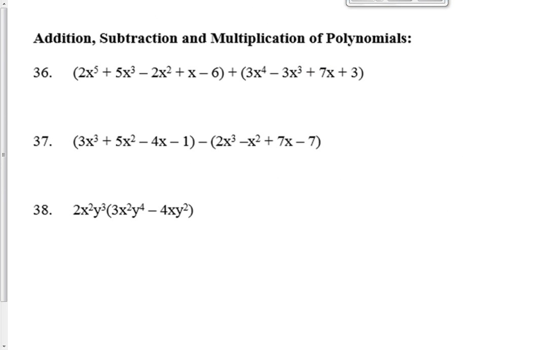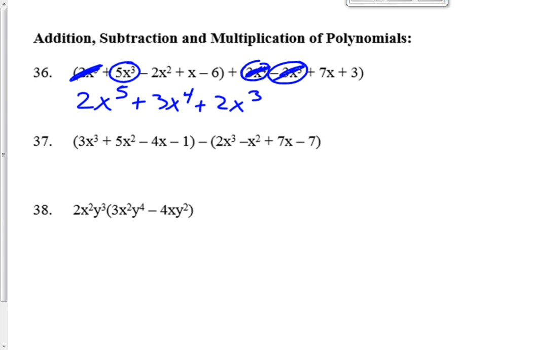Okay, when we add polynomials, we just combine like terms. So x to the fifths can only be combined with other x to the fifths. And then x to the fourths would be next, and there's 3x to the fourths. And then we would add x cubes next. There's 5x cubed here and a negative 3x cubed there. So 5 minus 3 is 2x cubed. Takes care of the x cubes.